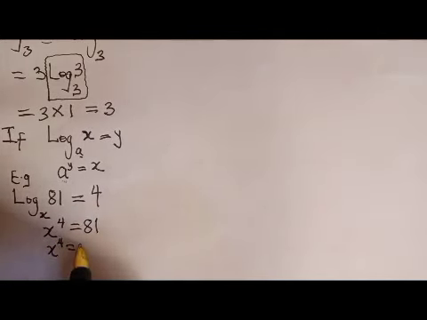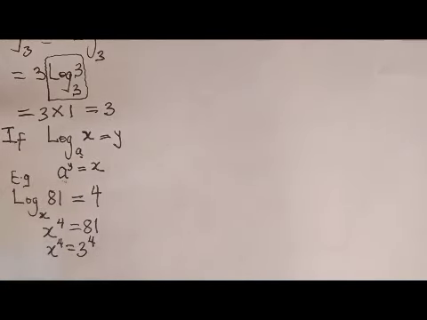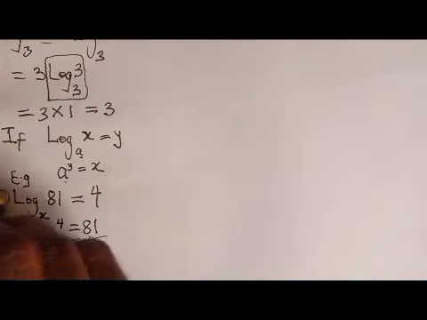And what is 81? 81 is the same thing as 3 raised to power 4. Remember, 3 times 3 times 3 times 3 gives us 81. Therefore, since we have the same powers, they can cancel out each other, leaving us with x equals 3. So that's just that, very simple. This is our first example.